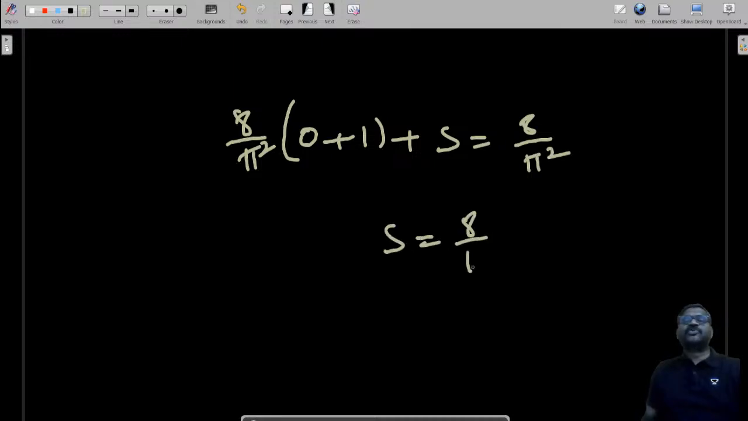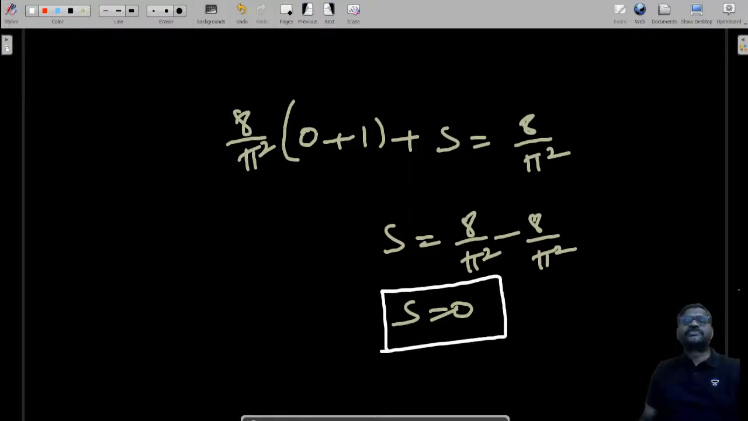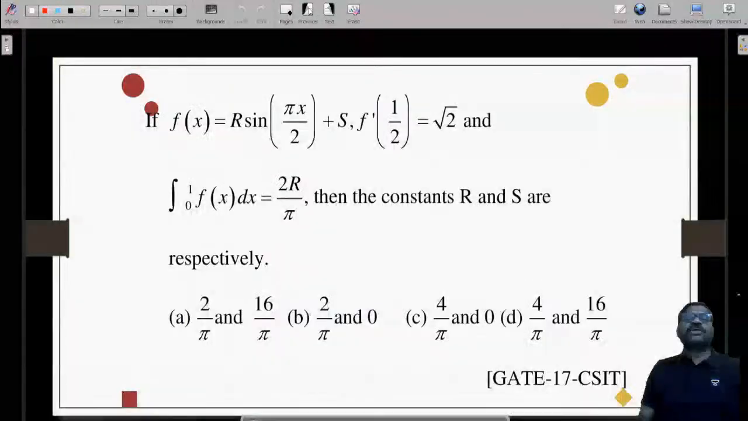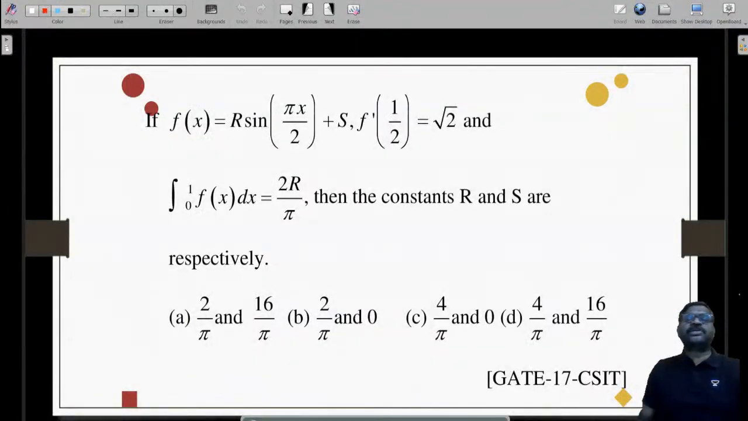Finally s equal to 8 by pi square minus 8 by pi square. Finally s equal to 0. S equal to 0, r equal to 4 by pi. 4 by pi comma 0.